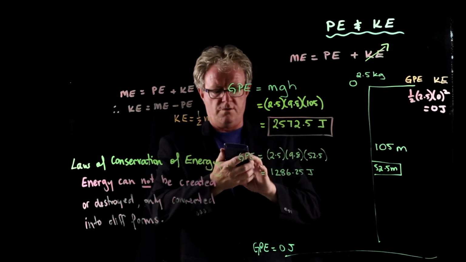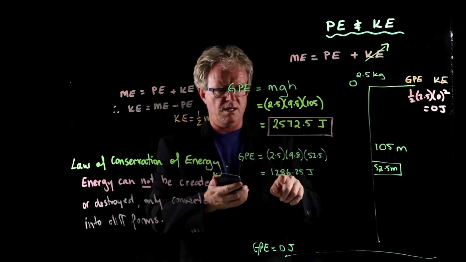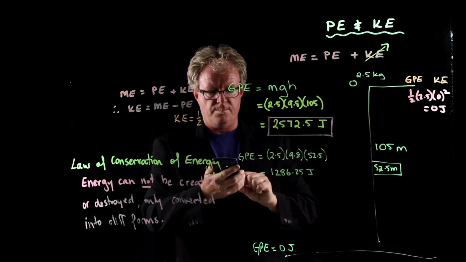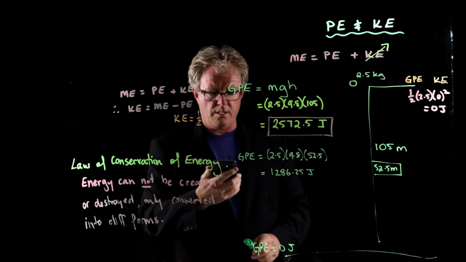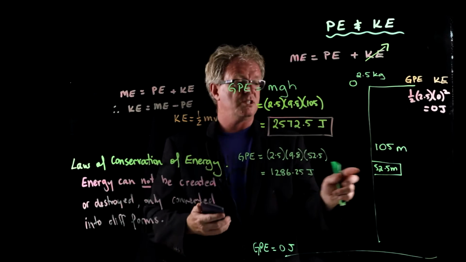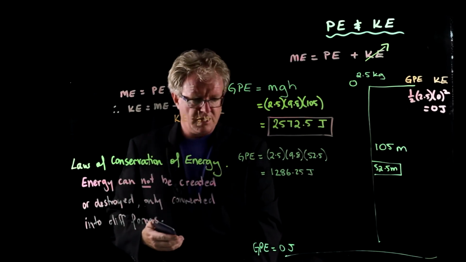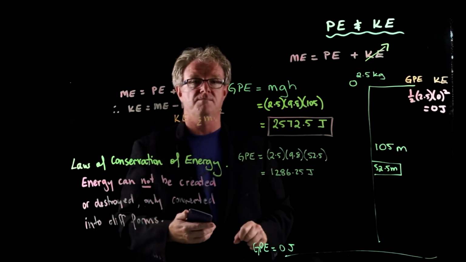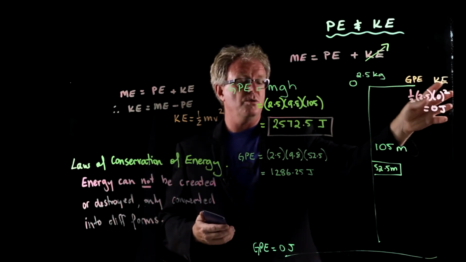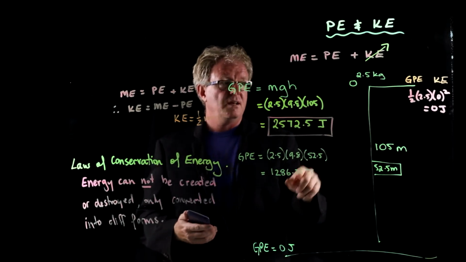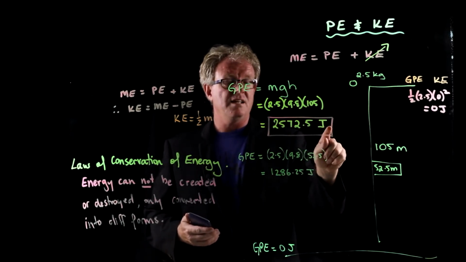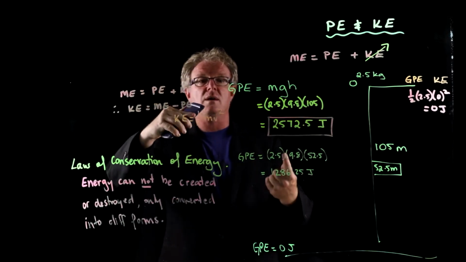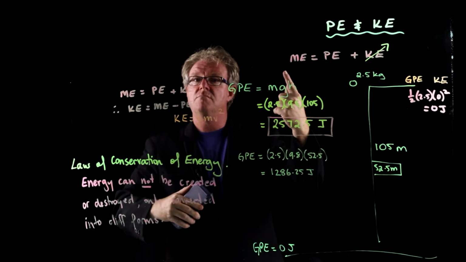So 2572.5 take away 1286.25. Wow, look at that. It's exactly the same. So at halfway down, the kinetic energy is the same value as the gravitational potential energy. As it started at 0 and it increased to that, the gravitational potential energy started here and decreased to that. So in other words, as one was decreasing, the kinetic energy was increasing.